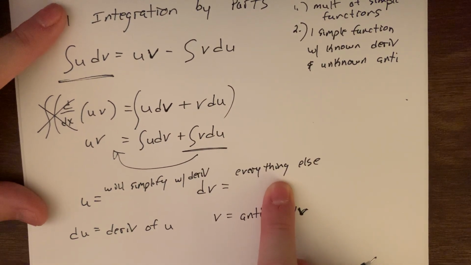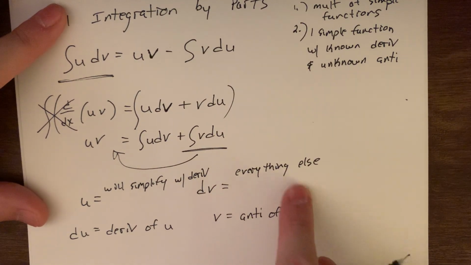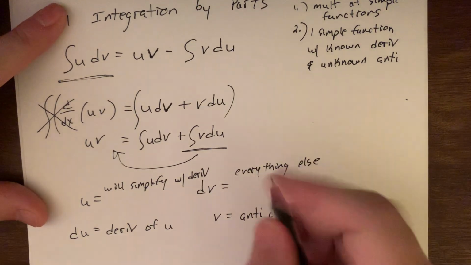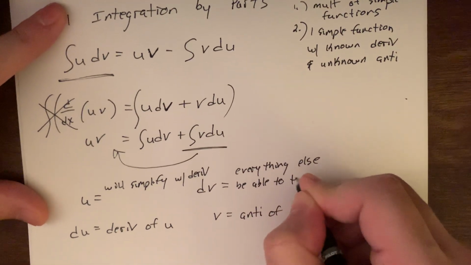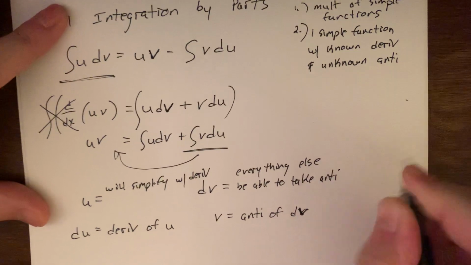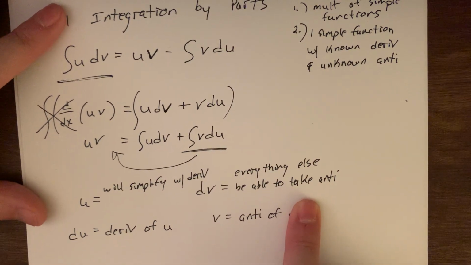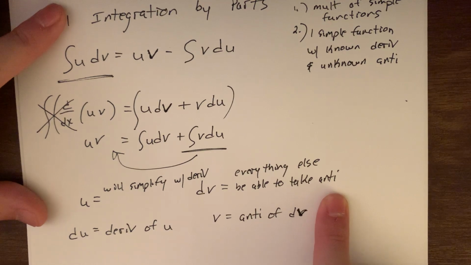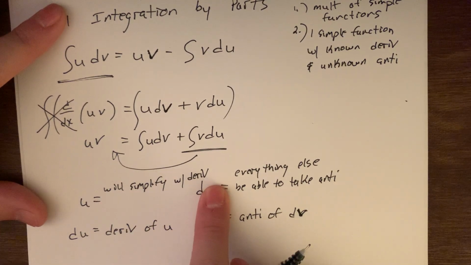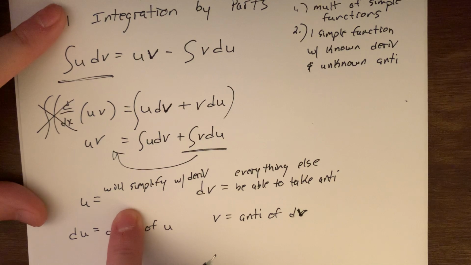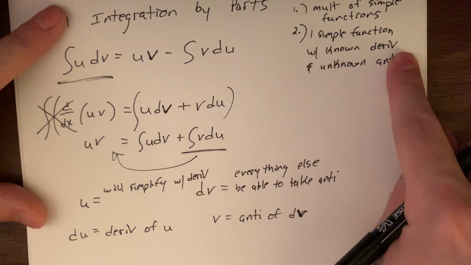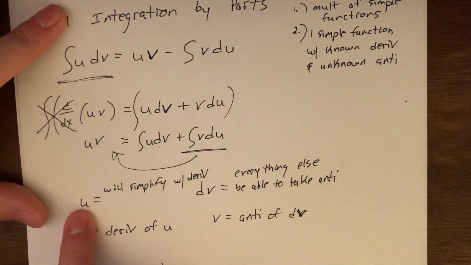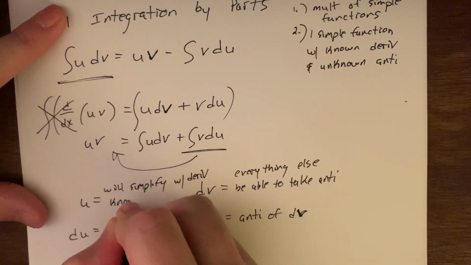But then here's the second catch. Even if you do this basic setup, the dv, whatever else you have here, you must be able to take the antiderivative. So that's kind of the other catch. So we kind of hope u will simplify, but if we go to the second possibility, there's only one function here. We know the derivative, we don't know the anti. Well, then that has to be the u, because we know the derivative.